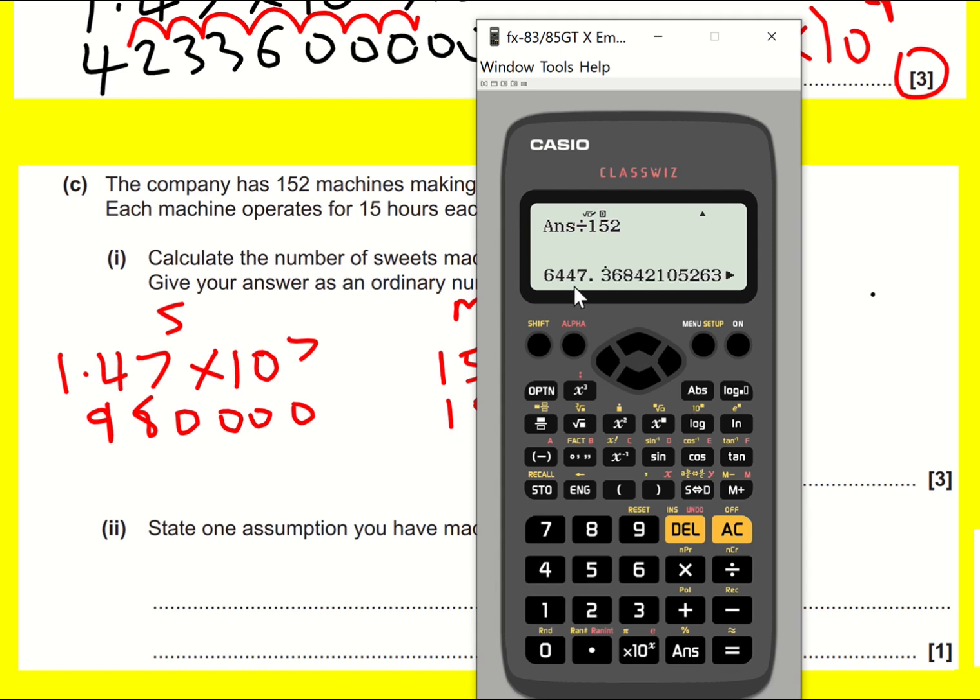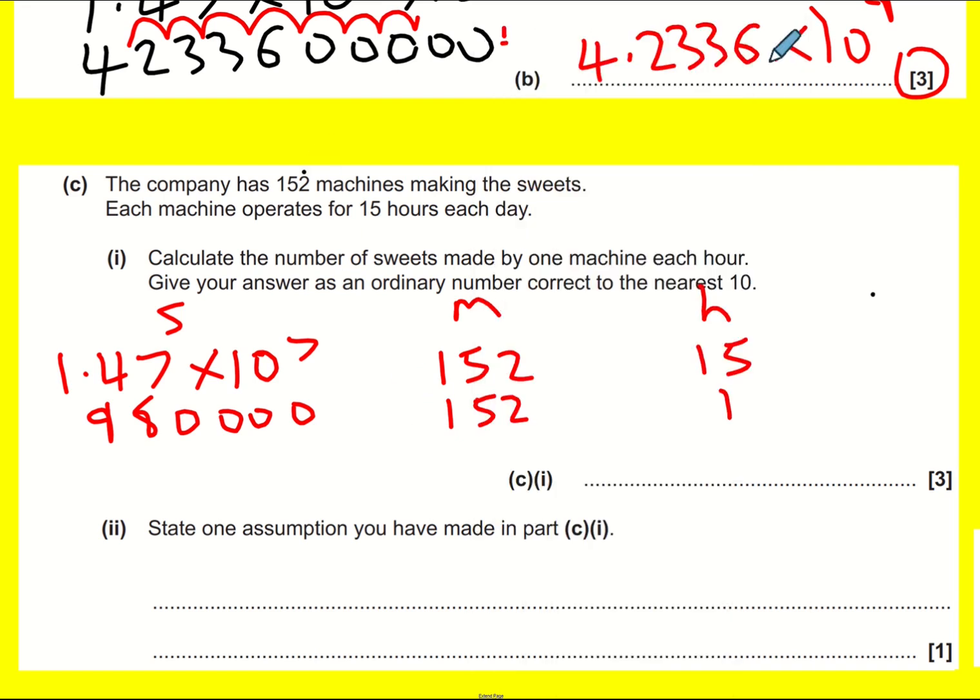And I get 6447.3. 6447.3. That's with one machine in 1 hour. It says round it to the nearest 10, so my final answer will be 6450.